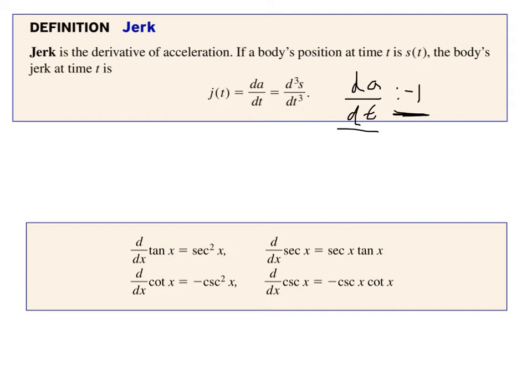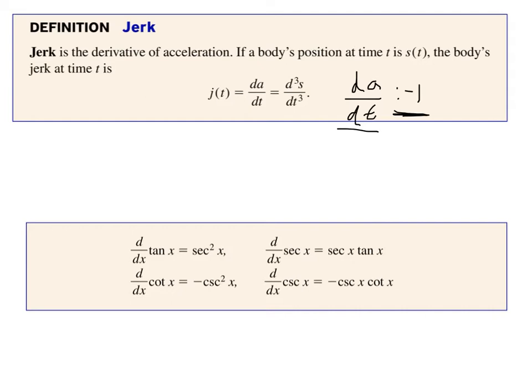we also need to look at the other trig functions. So let's look at the derivative of tangent. The derivative of tangent is the secant squared function. The derivative of secant is secant times tangent. The derivative of cotangent is the negative cosecant squared function, and the derivative of cosecant is negative cosecant cotangent.